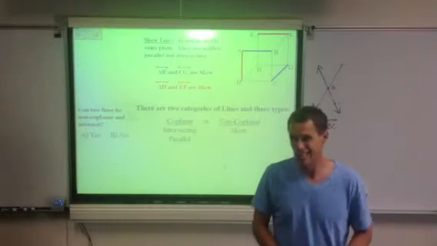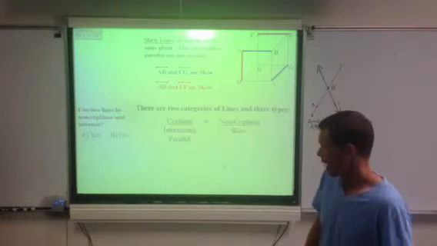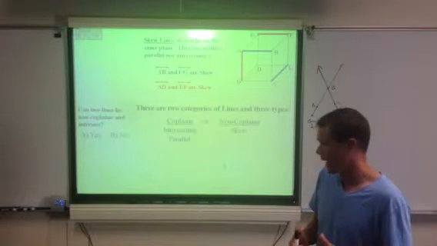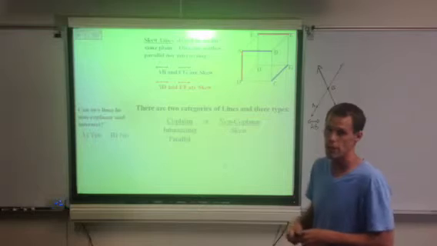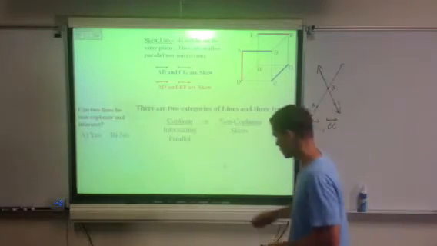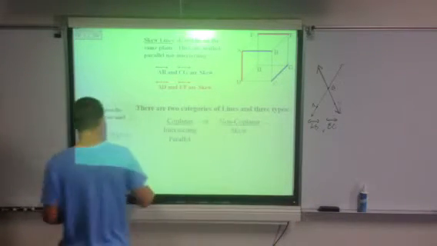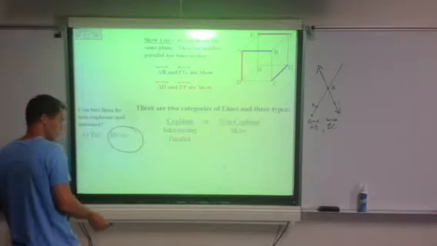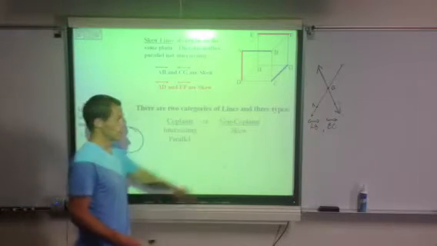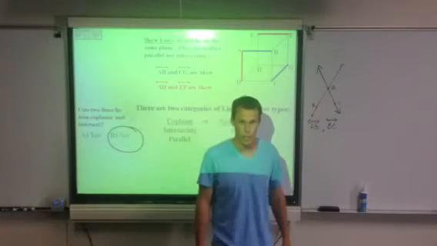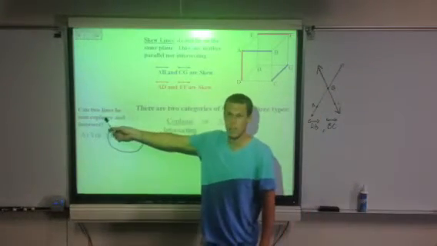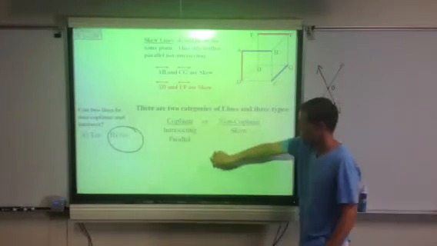So, just to see if we got this, can two lines be non-coplanar and intersect? No. Because if they did intersect, they would be coplanar, and we would fail to meet the first part of the question.